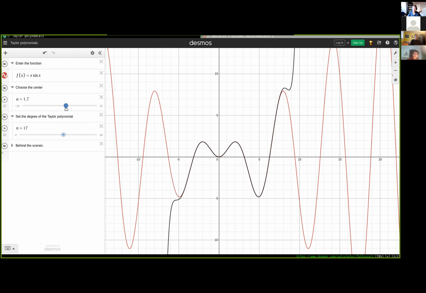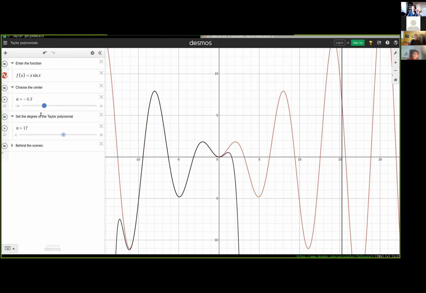And then if we move the point around, right? So now what I'm doing when I'm changing a is I'm changing the point around which our approximation is centered, and you can watch the polynomials move depending on where it's centered around, right?